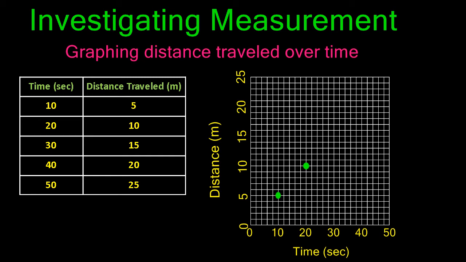Our third data set is highlighted in purple. We see 30 seconds and 15 meters. So now we need to move over 30 seconds on the x-axis, and we'll need to move up 15 meters on the y-axis. This gives us our third data point here.